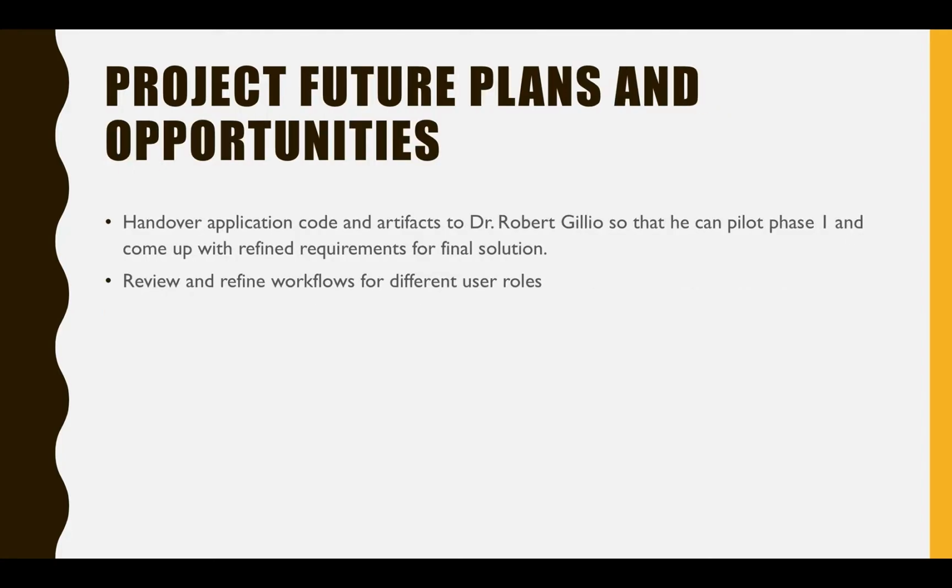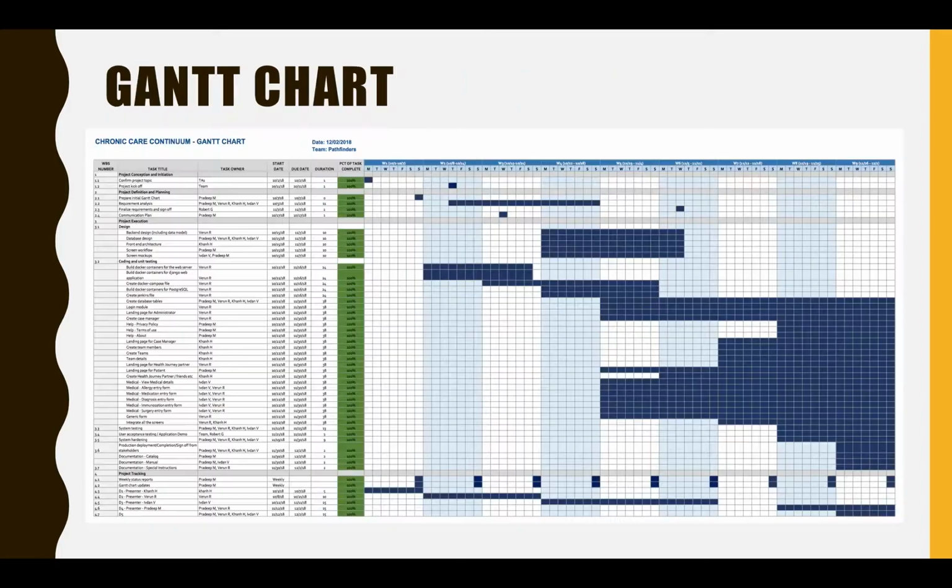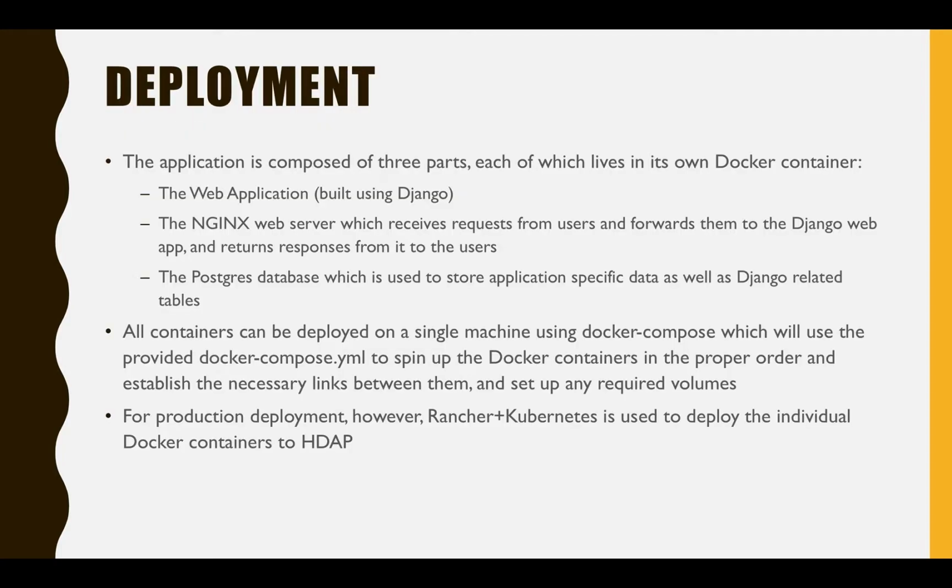The future project plan is to hand over the application code and artifacts to Dr. Robert Kilio so that he can pilot phase one and then come up with refined requirements for the final solution. He can also review and refine the workflow for the different user roles we have created as part of this project. Gantt chart: we have completed all the project activities planned for this project. Deployment: now Varun will be talking about the deployment.